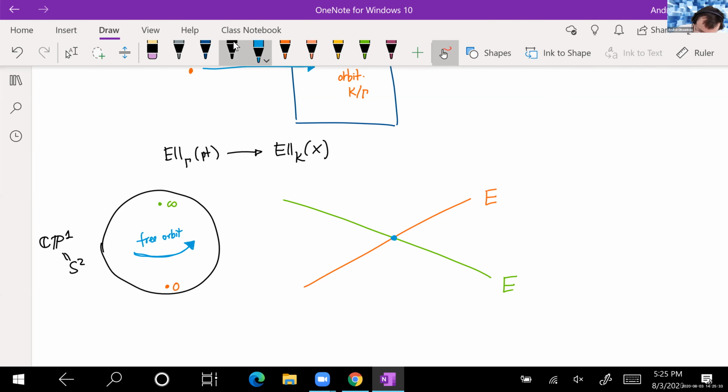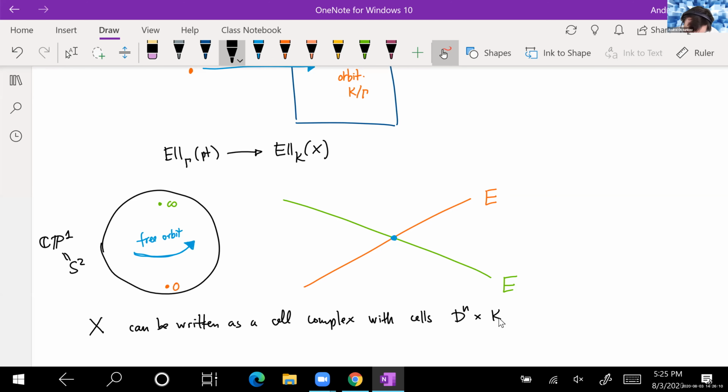And more generally, for any space X, I can reconstruct it. So a space X can be written as a cell complex with cells of the form disk cross, maybe I'll write K mod gamma, and then correspondingly I take the structure sheaf.